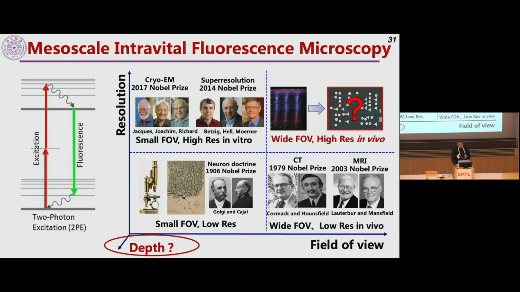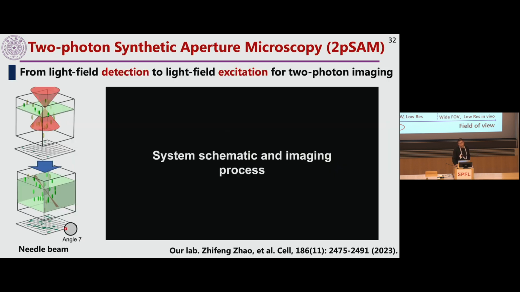Yeah, I think time is a limit. I will quickly go through the last step. Also, we need to do deep tissue imaging. There is scattering, so how do we achieve deep tissue imaging? We apply a similar technique in two-photon microscopy.